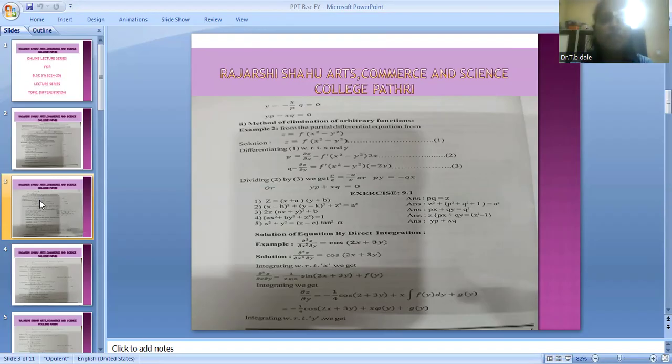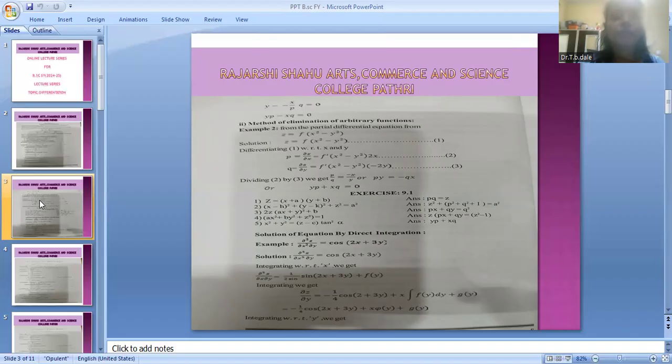into 2x, that is equation number 2. Q is equal to dou z upon dou y is equal to f dash in bracket x square minus y square into minus 2y, that is equation number 3. Dividing equation number 2 by equation number 3, we get p upon q is equal to minus x upon y, or py is equal to minus qx.